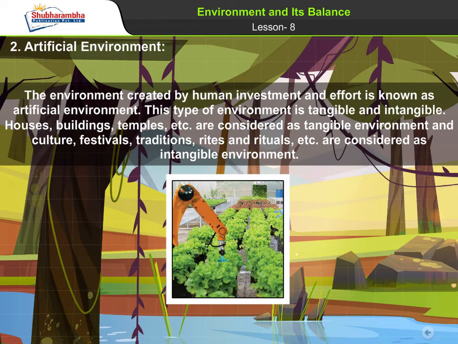2. Artificial environment. The environment created by human investment and effort is known as artificial environment. This type of environment is tangible and intangible. Houses, buildings, temples, etc. are considered as tangible environment, and culture, festivals, traditions, rites and rituals, etc. are considered as intangible environment.